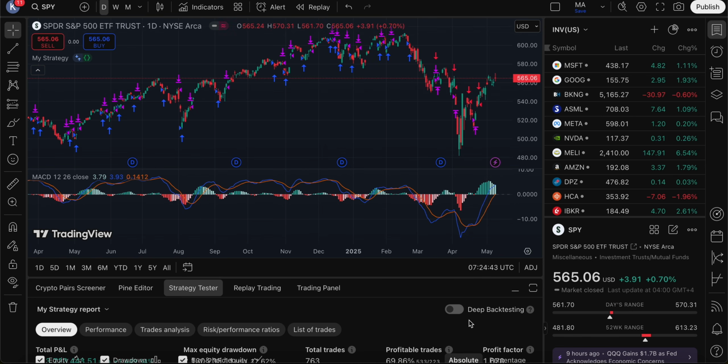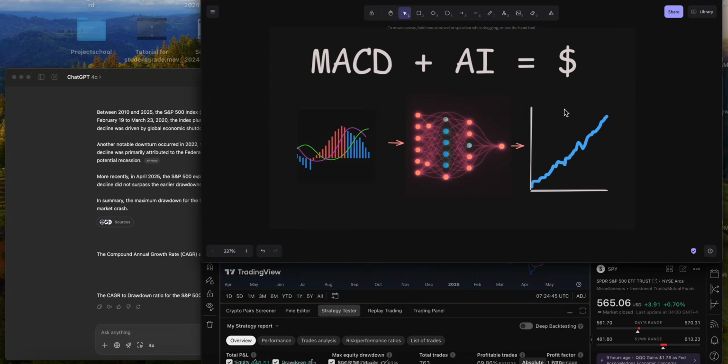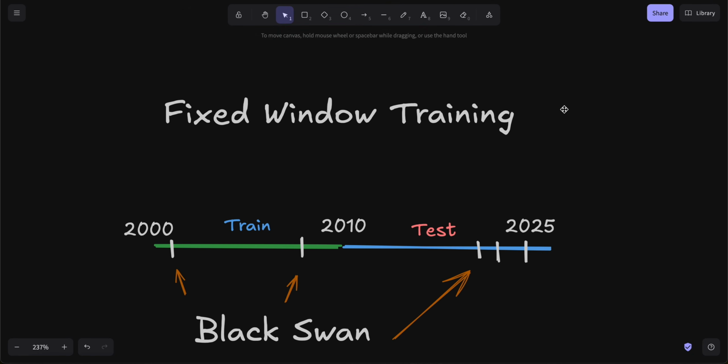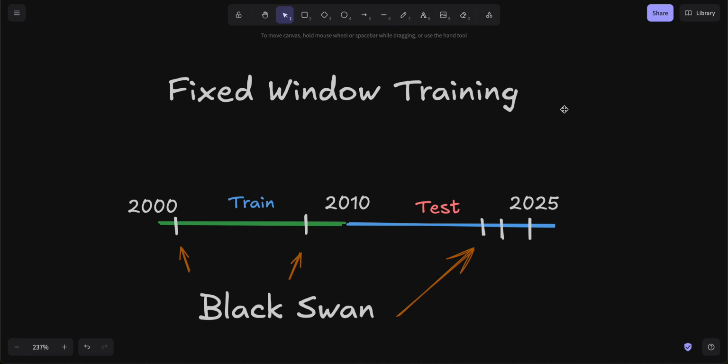So the thing we're going to use differently here, as compared to many of the machine learning models, is the difference between fixed window training and sliding window training. For people who don't know the difference, fixed window training is pretty much like, let's say we have created a model from 2000 to 2010 and we're training the model in that period. Then we are testing it from, let's say, 2010 to 2025. It's just an example. But even then, for that training and testing, we need to be intelligent, because the training has to have events which are tail risk events, like a black swan event.